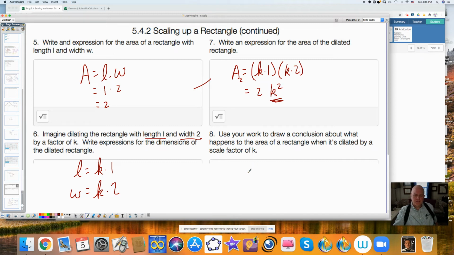My conclusion is that when I scale it, whether it's scaling up or down, whatever the k values, whether it's between 0 and 1, or if it's greater than 1, the area is going to be proportional to the scale factor squared.